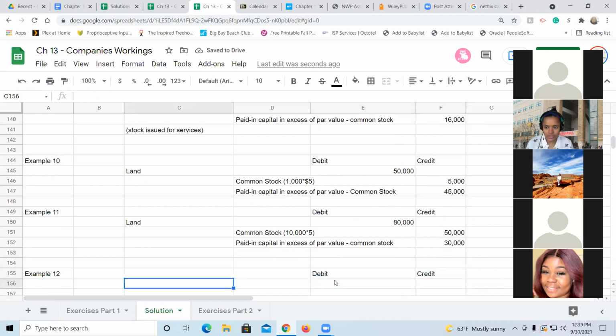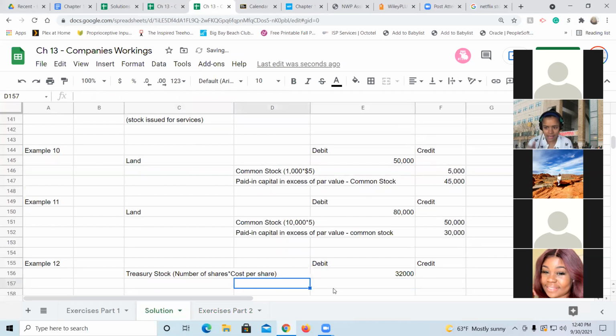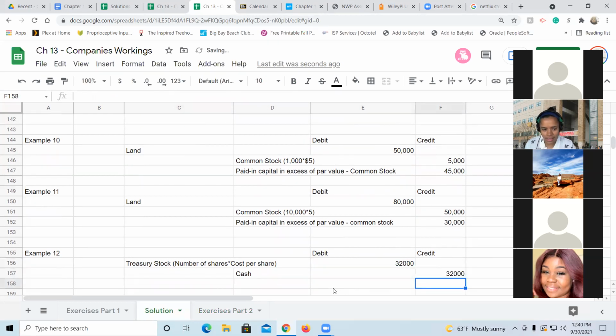So the debit goes to the contra stockholders' equity account, treasury stock, okay? And the debit is the number of shares, which is 4,000 shares, times the cost per share. So it's going to be 4,000 times 8, which is 32,000. And then the credit, because we are paying, remember what Shafak asked, are the people actually getting money for those shares that they're giving up? Yes, they are. They are getting the 32,000 in cash.